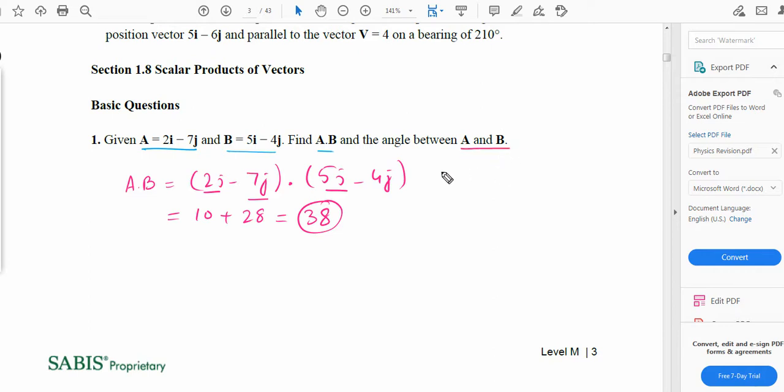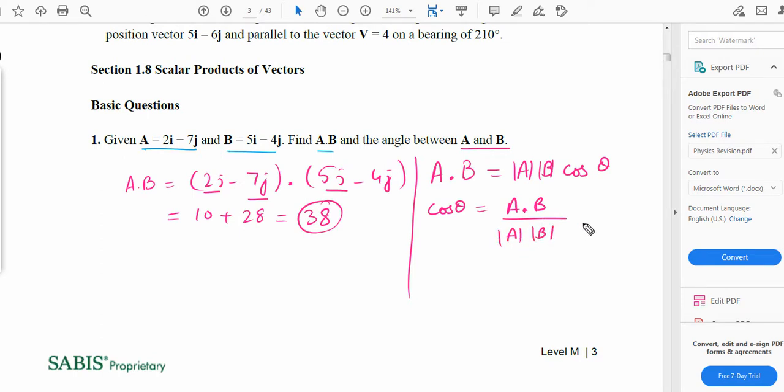Now we have to find out the angle between A and B. So in order to find out the angle, we have to use this formula that says A dot B is equal to the magnitude of A times the magnitude of B times cos of theta. So from here I'll say that cos of theta is equal to A dot B divided by the magnitude of A times the magnitude of B. So the magnitude of A will become square root of 2 square, that is 4, plus negative 7 square, that is 49. So it will become under root 53.